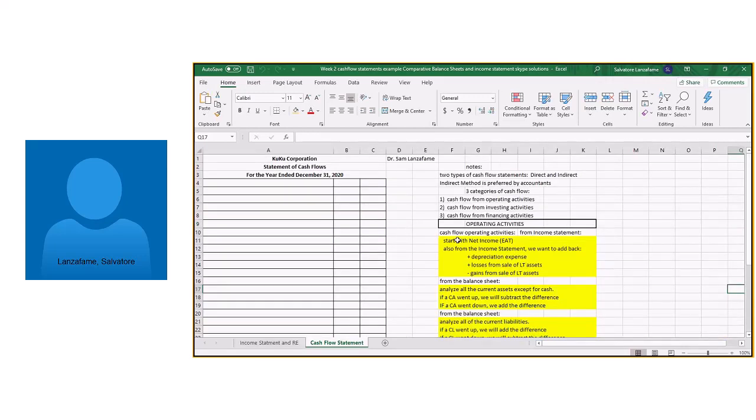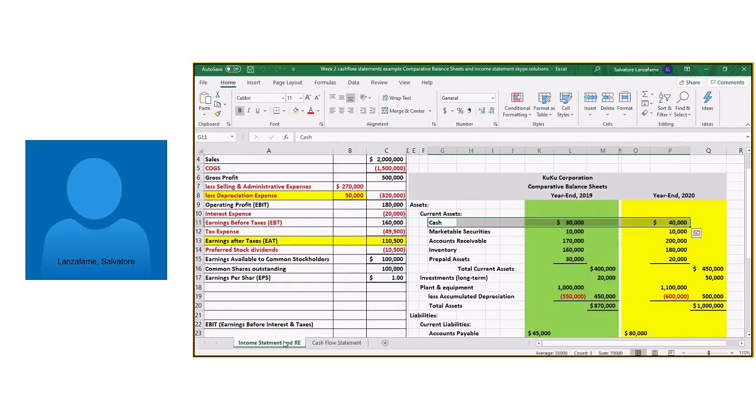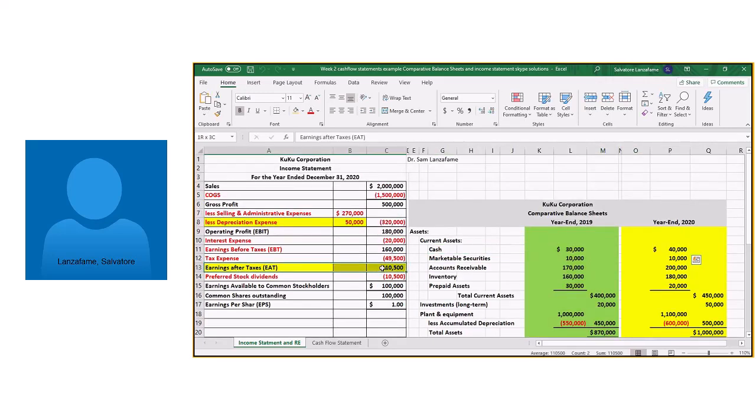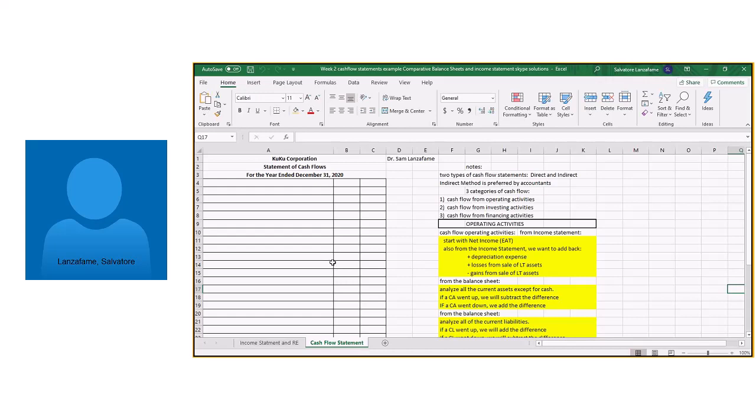And notice this one says operating activities, cash flow from operating activities. Here's some information you need to pull from the income statement. So notice it says start with net income, or EAT. So if we go back to that other chart where we had the income statement, here's our net income, or EAT. Remember the one I had here in yellow? So we're going to start every cash flow statement under the operating activities section with EAT. In fact, that's how you know you're using the indirect method.